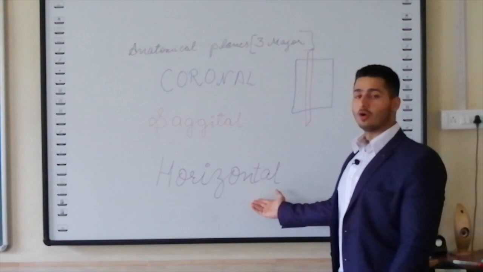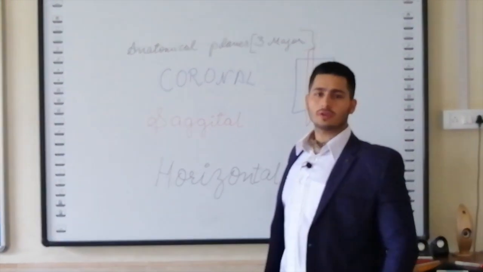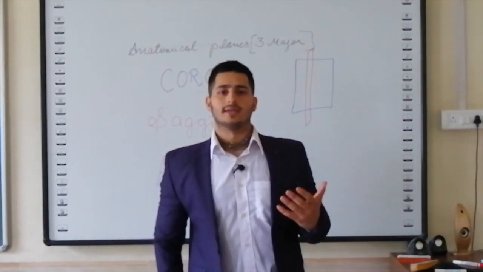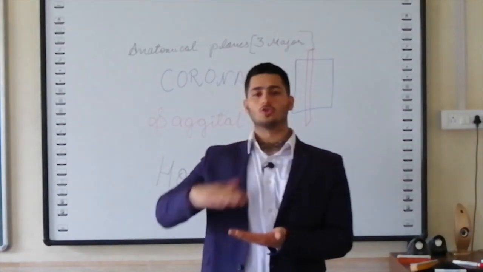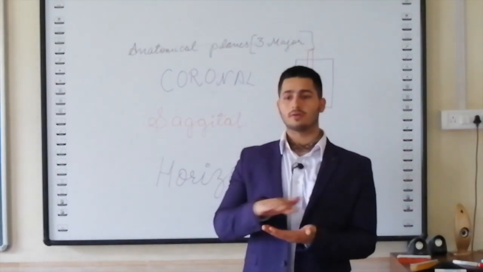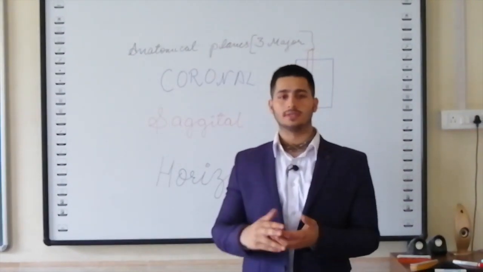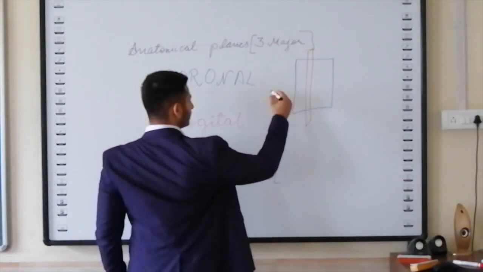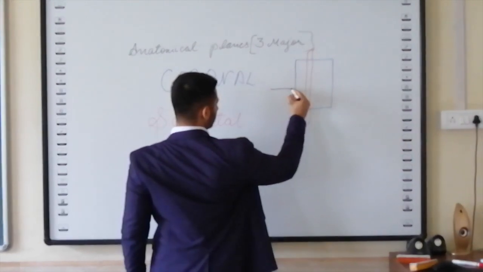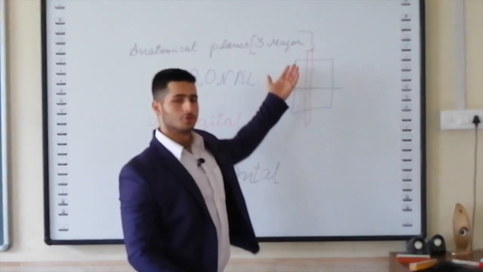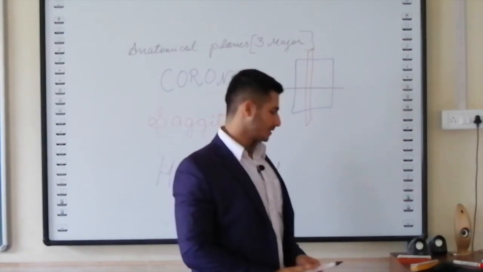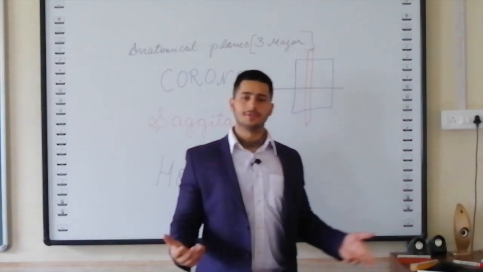Then we move on to the horizontal plane. The horizontal plane is also known as the transverse plane. This plane divides the body into superior and inferior portions. Superior is the upper part and inferior is the lower part. It divides the body into superior portions and inferior portions. I hope these planes are clear to you.